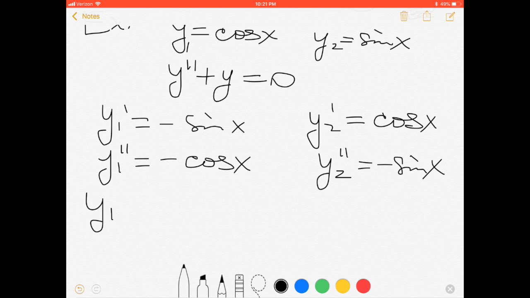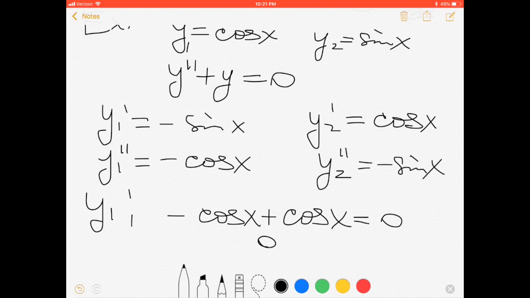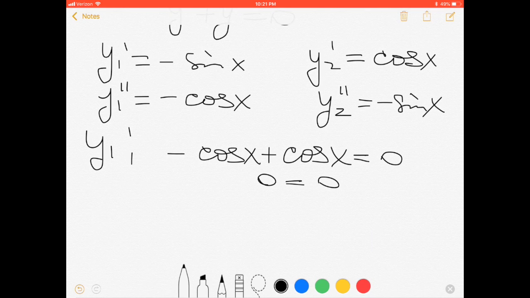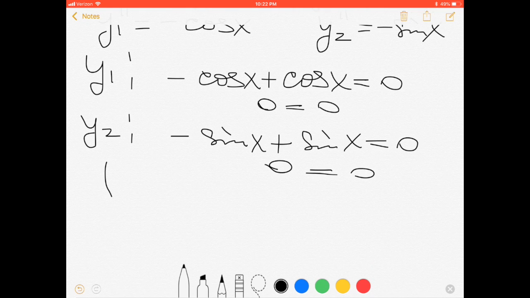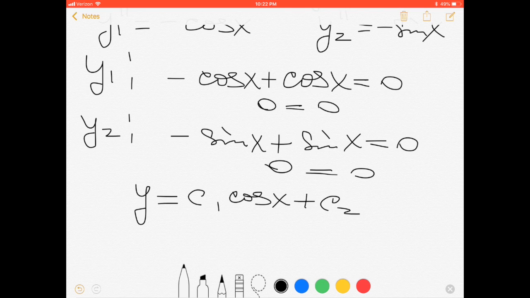Okay, checking y1. I have minus cosine x plus cosine x equals 0. True? True. Checking y2. We have minus sine x plus sine x equals 0. 0 equals 0. True? True. This means we have the function y equals c1 cosine x plus c2 sine x, a solution of our equation.